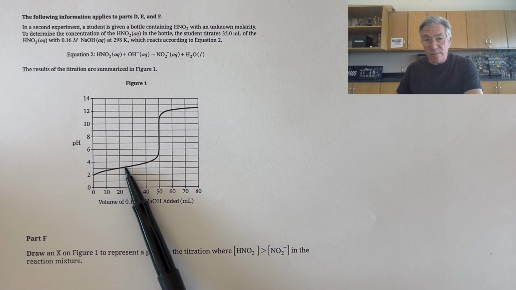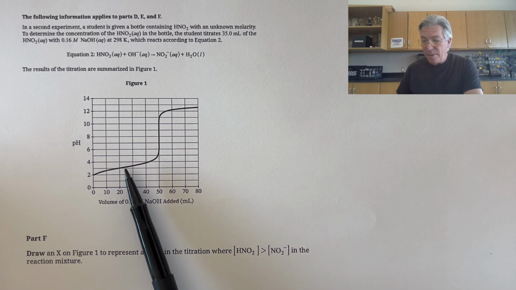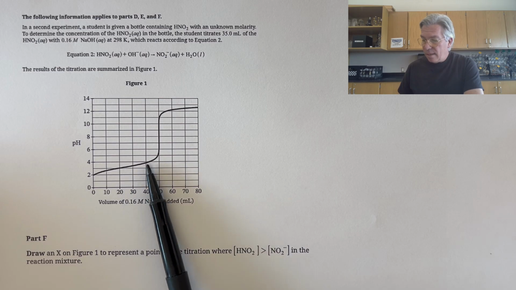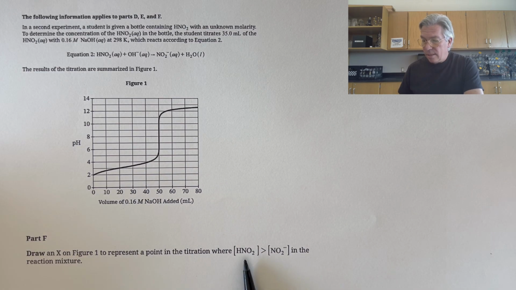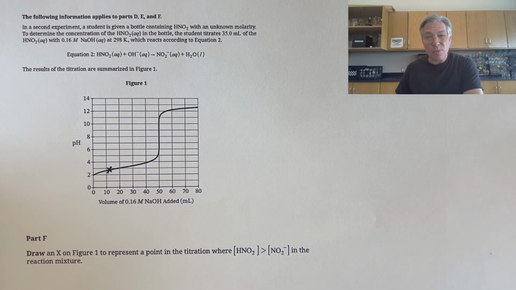Now, halfway through the buffer region, that's where the acid and the base are going to be equal to each other. That's that happy place where they're all holding hands and singing songs, and you can kind of hear them being happy right there. Beyond that, the NO2 minus is higher than this, but before that, anywhere along here I think would be a good spot to place an X, because we're not yet at the halfway point. We'll still have more of this and some of this, but just not enough to match it or exceed it.